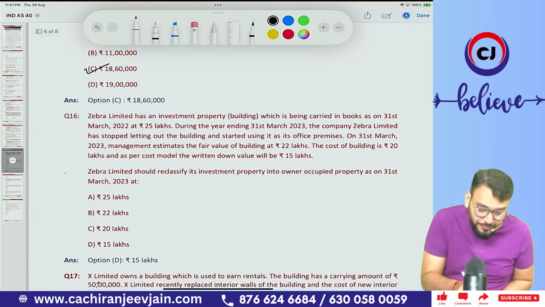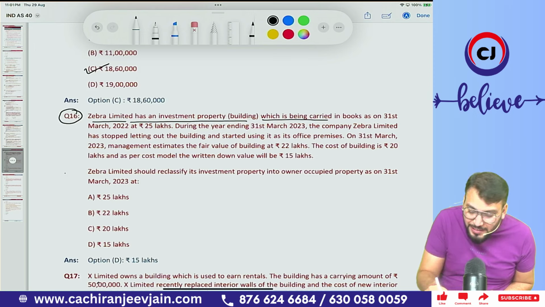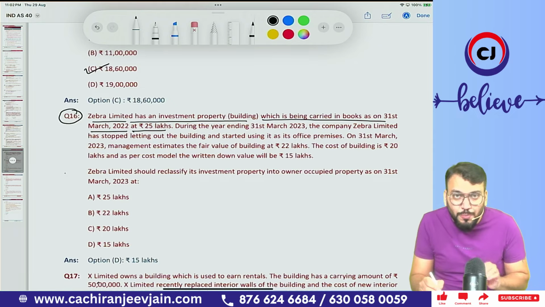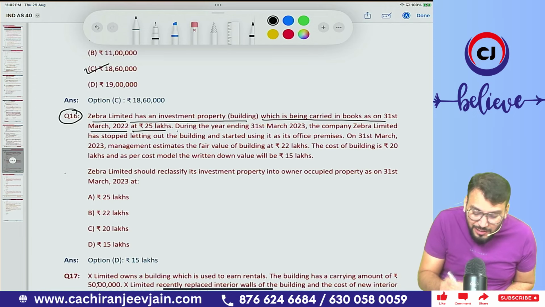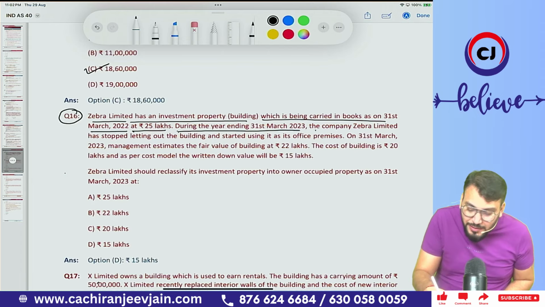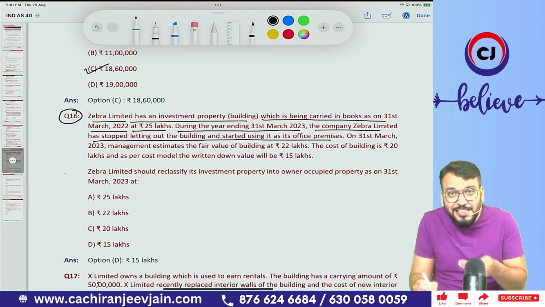Chalega? Yes sir. Coming to question 16, Zebra Limited has an investment property building which is being carried in the books as on 31st March 2022 at 25 lakh. The opening carrying amount is given, means the balance as on 31st March 2022 is given. During the year ended 31st March 2023, means after 1 year, the company Zebra Limited has stopped letting out the property and started using it as office premises. It means it is reclassified from investment property to owner occupied property.